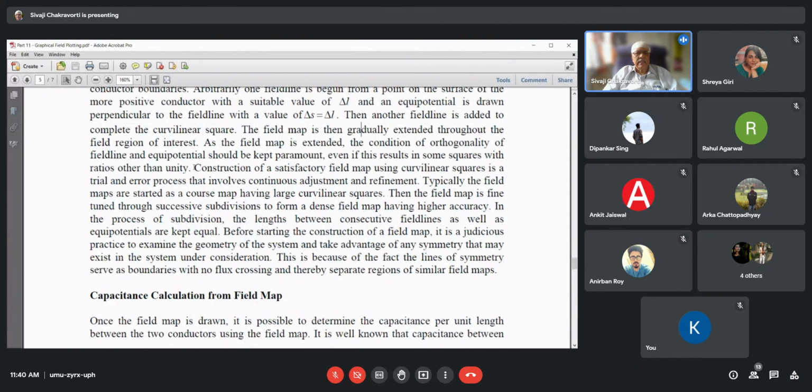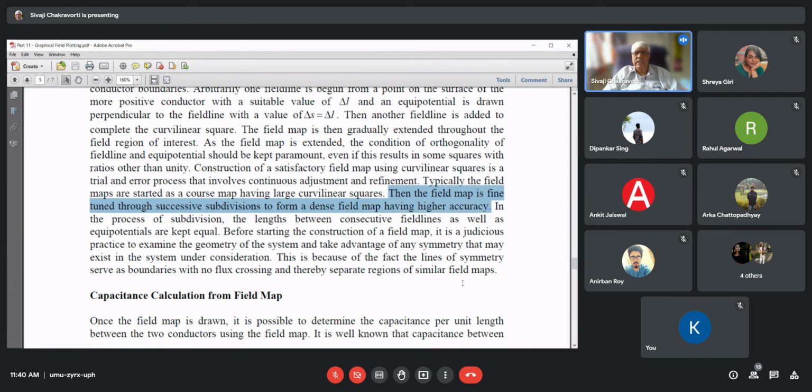But one thing I have to say is that construction of a satisfactory field map using curvilinear squares is a trial and error process. There is no hard and fast rule, and it involves continuous adjustment and refinement. So the field map is fine-tuned through successive subdivisions to form a dense field map.